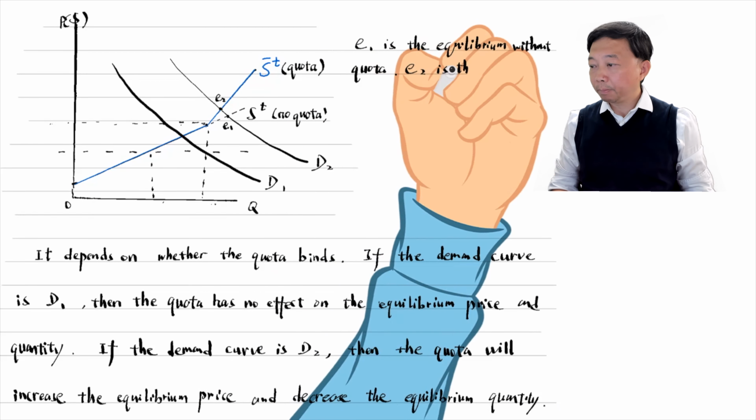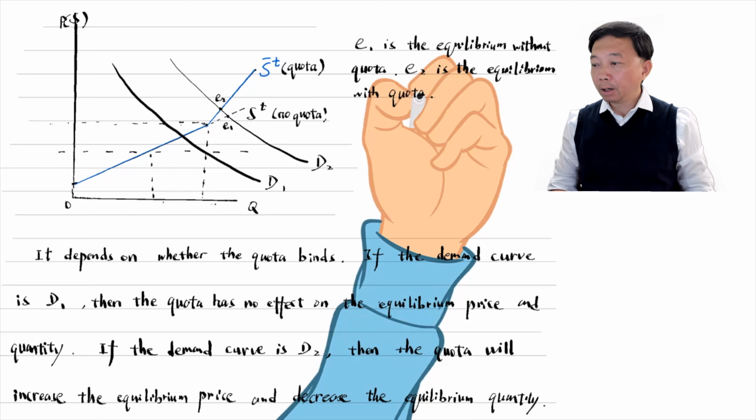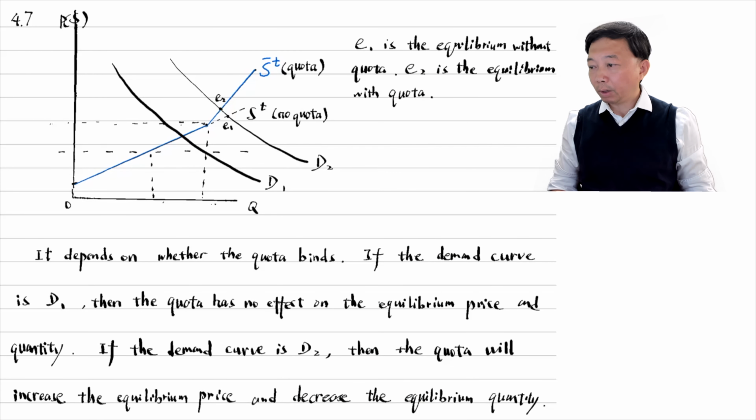E1 is the equilibrium without the quota. E2 is the equilibrium with the quota. E2 has a higher price and a lower quantity than E1.